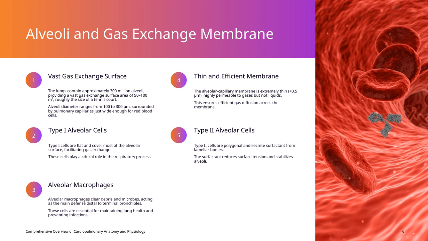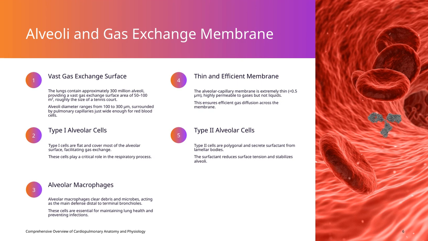Moving on to the cells within the alveoli, type II cells are fascinating. They are polygonal in shape and secrete surfactant from structures called lamellar bodies. This surfactant is vital because it reduces surface tension within the alveoli, helping to keep them stable and preventing collapse during exhalation. In contrast, type I alveolar cells are flat and cover most of the alveolar surface.